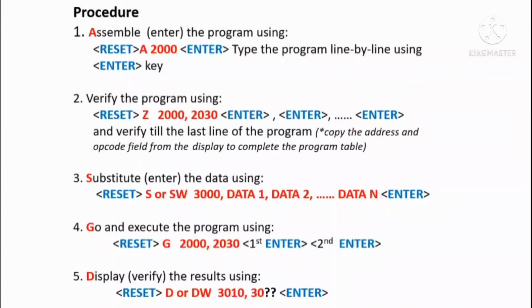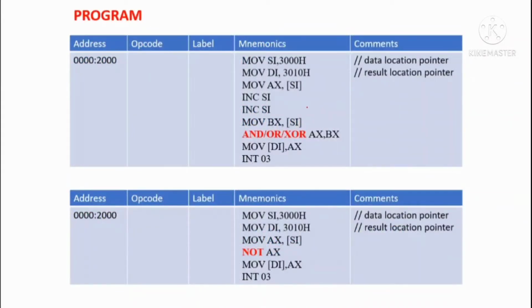There are 5 steps of procedure. First, we enter the program using the format given in step number 1. We verify the program using the format given in step number 2. We substitute the data required for the program using step number 3. We execute the program using step number 4, and we finally verify the results using the format given in step number 5. So this is the program for AND, OR, exclusive OR operations.